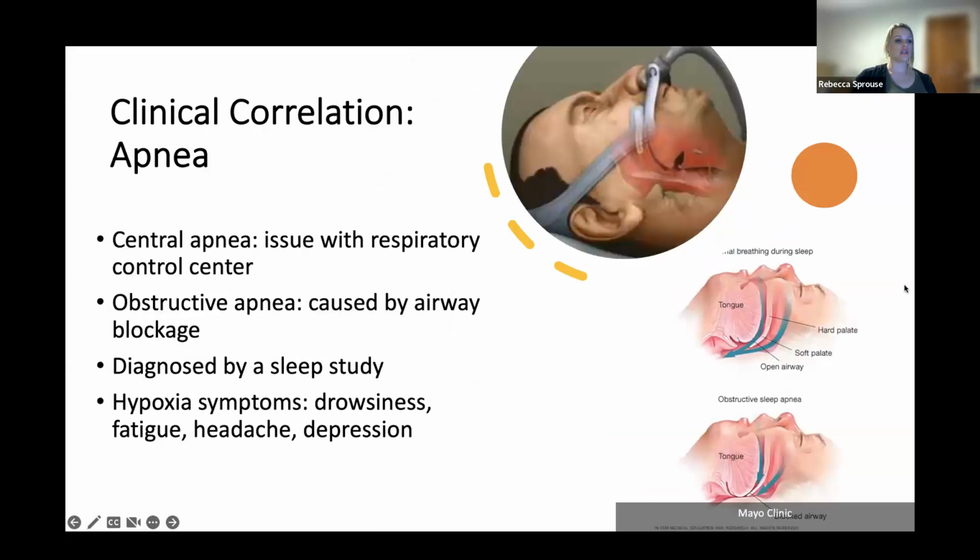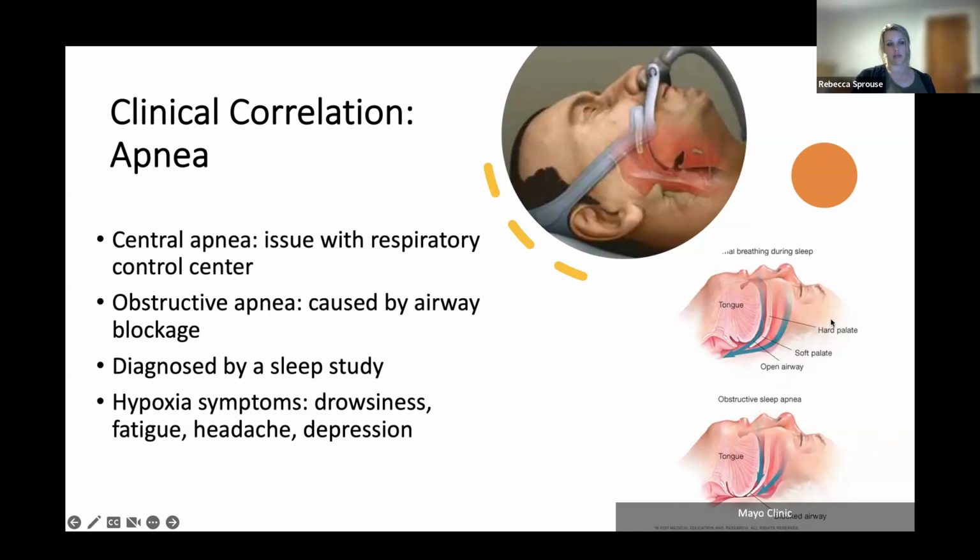So a clinical correlation here would be apnea. There's different types of apnea. There's something called central apnea, and there's obstructive sleep apnea. Obstructive apnea is the one that you probably all think about when you have somebody who snores, can't breathe super well when they're sleeping. Maybe they're on a CPAP machine. That's obstructive sleep apnea. So here's an example of obstructive sleep apnea with the tongue and all of the muscles here pinching off the airway, which causes that snoring situation to happen.